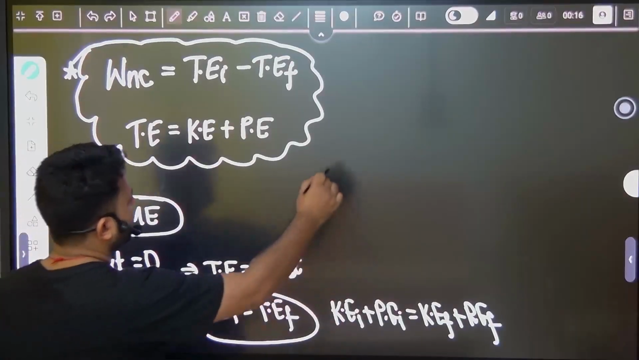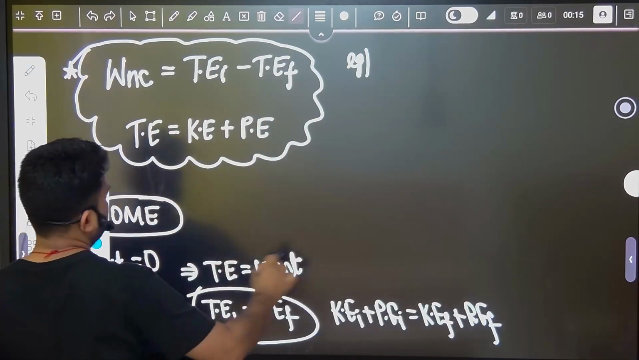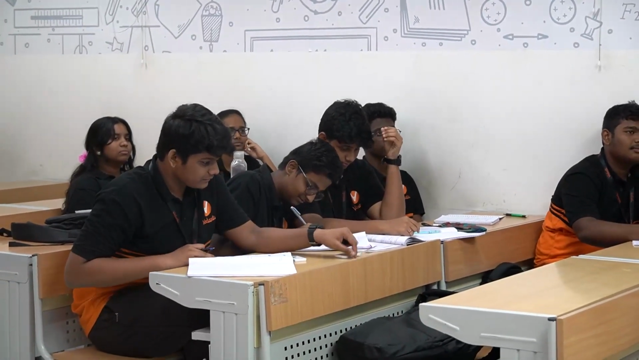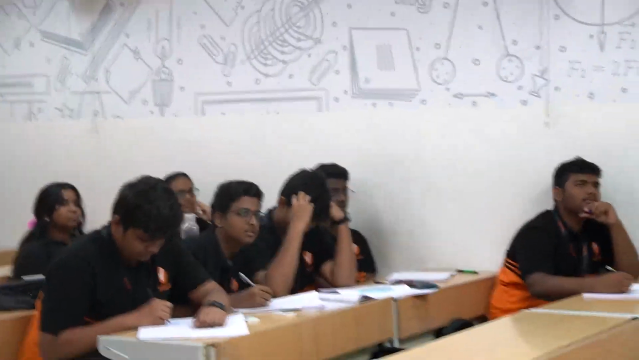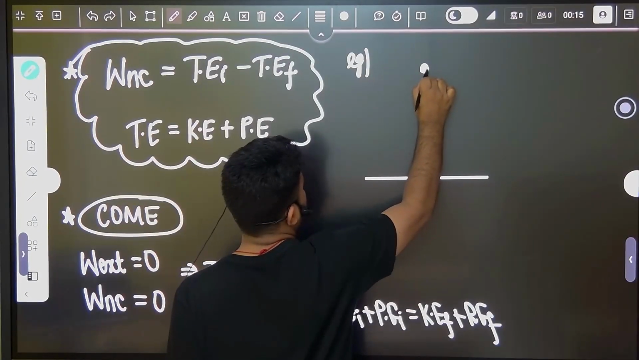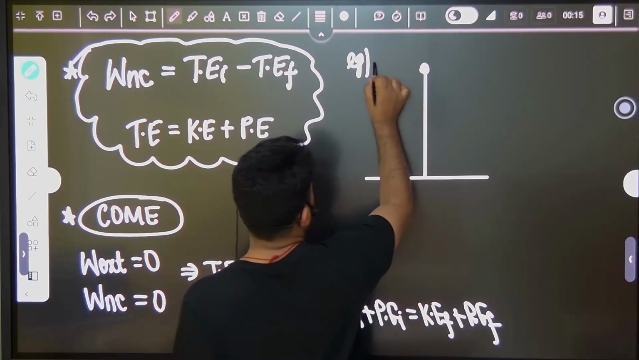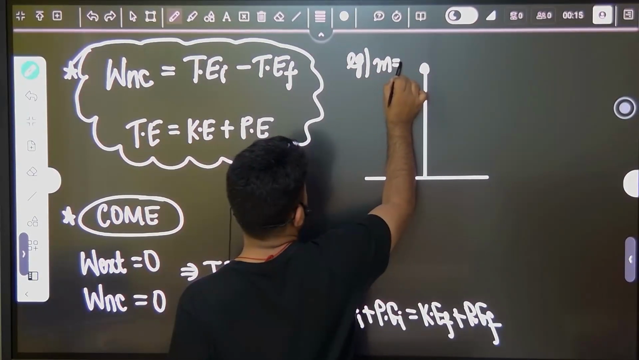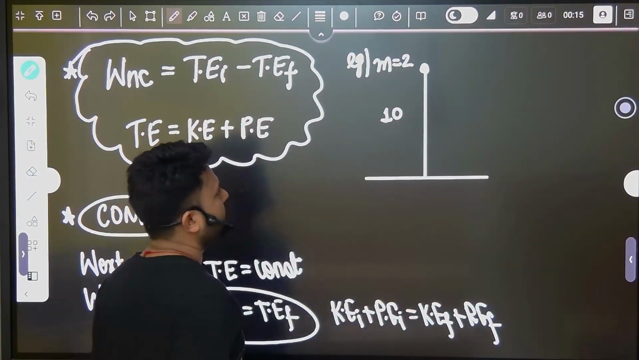I'll discuss one question regarding this. For example, this is a ground level and we are releasing the ball from here. Correct? Its mass is 2 kg. Mass of the ball is 2 kg. This height is 10 units, 10 meter.